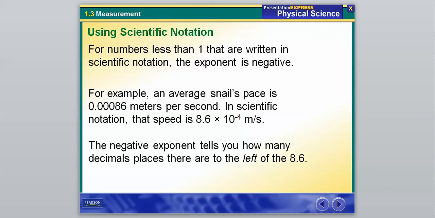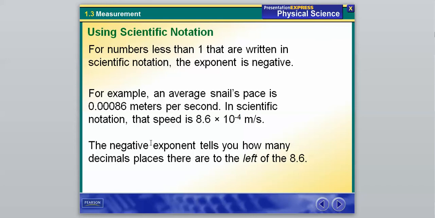So for an example, the average snail's pace. Again, someone said you're moving slow as a snail, you can actually say, no, I'm not, because you know now that a snail actually only moves at 0.00086 meters per second. So in scientific notation, that speed is 8.6. So again, we have our number between 1 and 10 there, 8.6 times 10 to the negative 4 meters per second. So we would just move our decimal place over to the left.